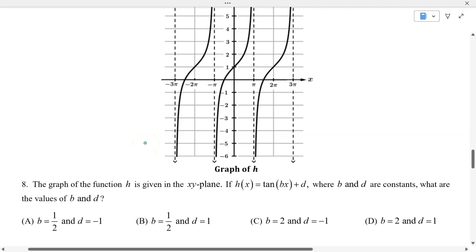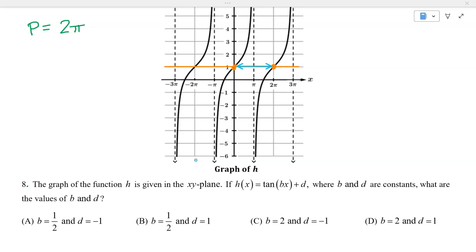Number 8. The graph of the function h is given in the xy plane. If h of x is equal to the tangent of bx plus d, where b and d are constants, what are the values of b and d? We need to start with the period, which can be measured from asymptote to asymptote. From negative pi to positive pi is a horizontal distance of 2 pi. So the period is 2 pi.